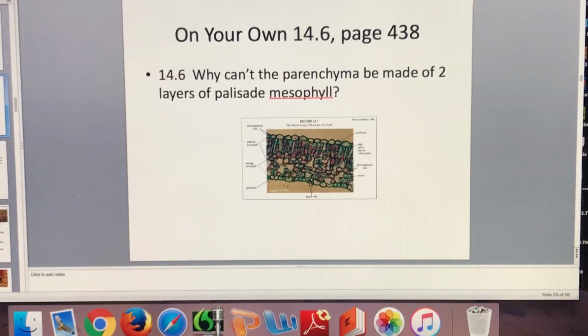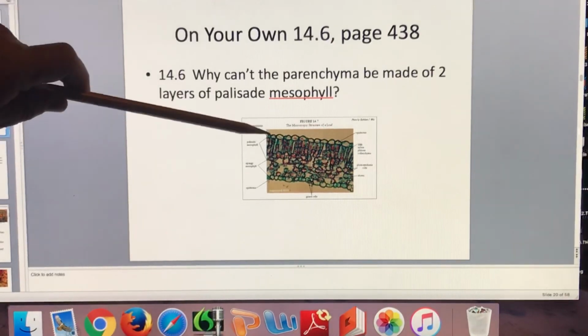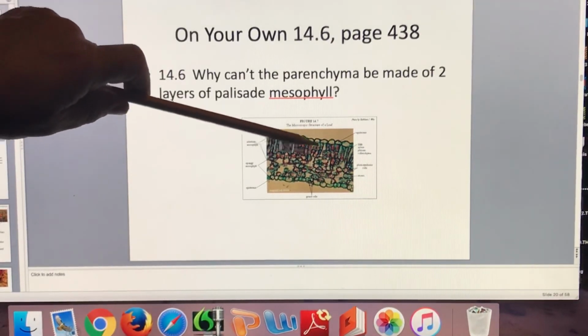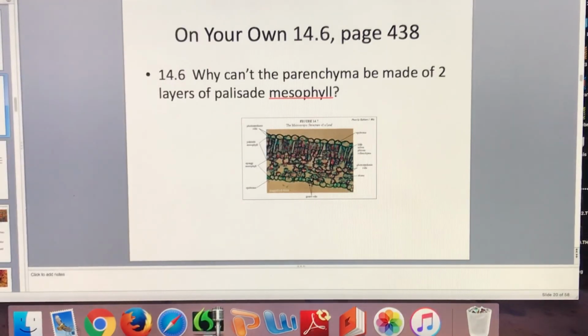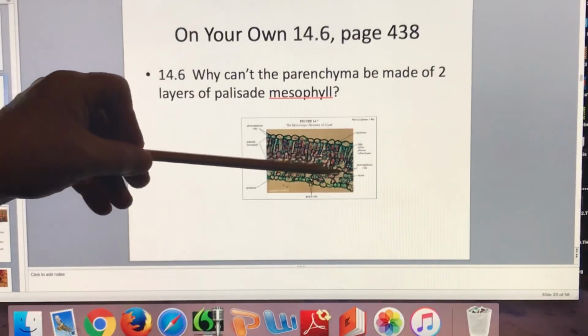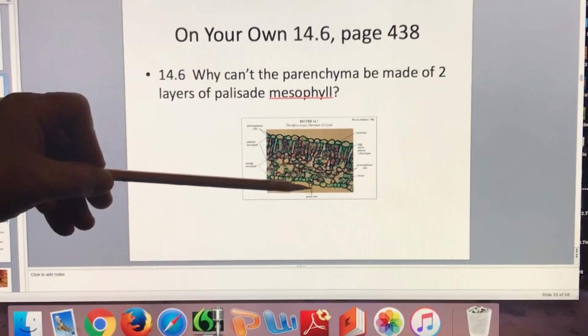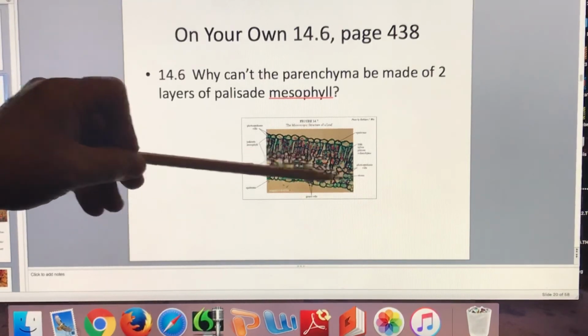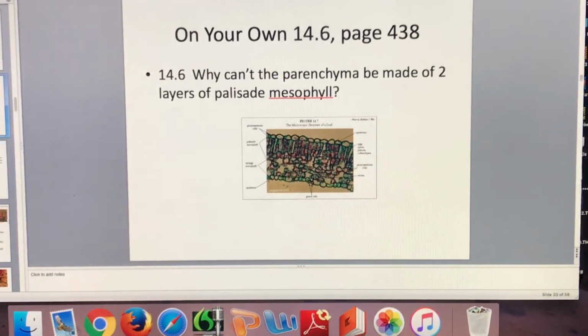Okay, 14.6. Why can't the parenchyma be made of 2 layers of the palisade mesophyll? So remember, the palisade mesophyll here is this tightly packed tissue. And the reason would be that if you didn't have this spongy mesophyll down here, if you had like 2 layers of this tightly packed tissue, then you wouldn't be able to have enough gas diffusion. You need to have some open spaces so the gases can permeate into the deeper tissues of the leaf.